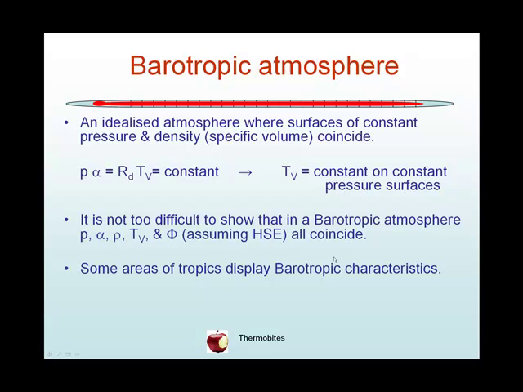In this video, we compare and contrast two different types of idealized atmosphere, a barotropic atmosphere and a baroclinic atmosphere. An idealized atmosphere where surfaces of constant pressure and density, or specific volume, coincide is referred to as barotropic. And using the ideal gas law, P alpha equals R_d T_v, is constant, shows us that virtual temperature surfaces also coincide with pressure surfaces. That is, virtual temperature is constant on a constant pressure surface.